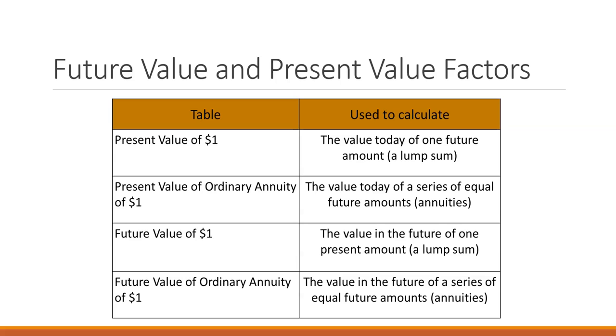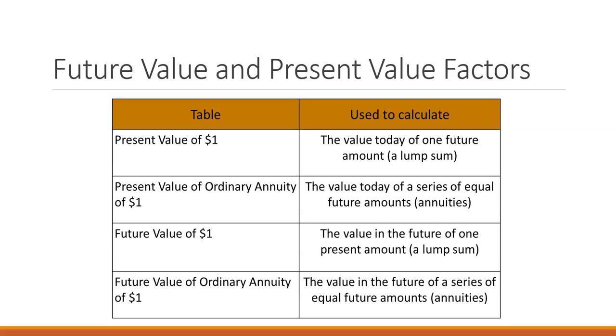If we're looking at the present value of an ordinary annuity, that is the value today of a series of equal future amounts. This is a good one to use if you're looking at how much money I should have in my savings account at retirement if I want to retire and earn $50,000 a year.